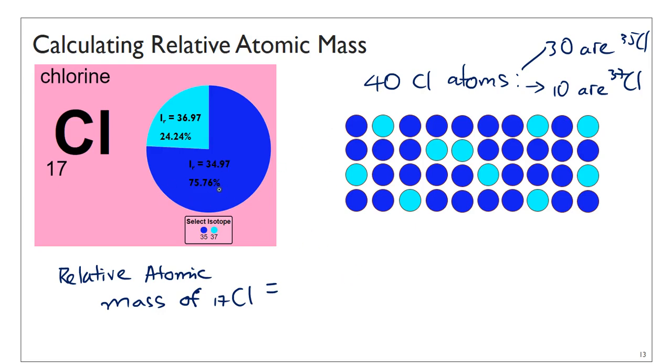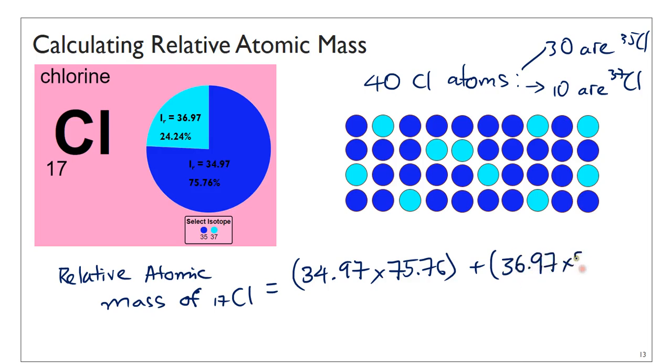So basically, you take the relative isotopic mass. The first one's 34.97. And then I'm going to multiply it by the actual percentage abundance. So you can say if you have 100 chlorine atoms, around 75.76 of them will have this mass. And then you add it to the mass of chlorine-37, so 36.97 times 24.24. So you want to take the percentage abundance into account and then just divide by 100.